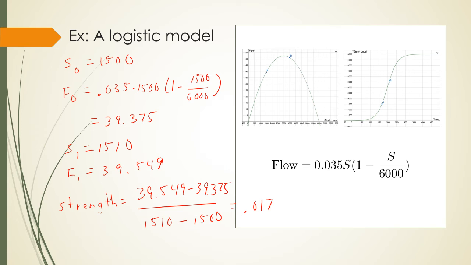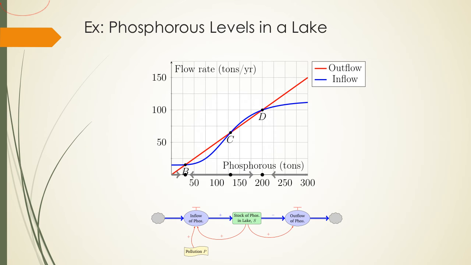Doing the same calculation at point B, we get a strength of minus 0.006. This shows that at this stock level, the overall feedback is stabilizing. On the stock versus time plot, this corresponds to the stock growth starting to slow down. For those of you who have taken calculus, this calculation may look familiar. In fact, it's a version of the derivative.